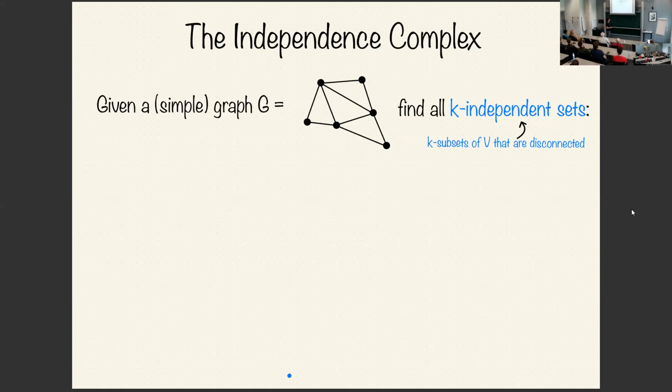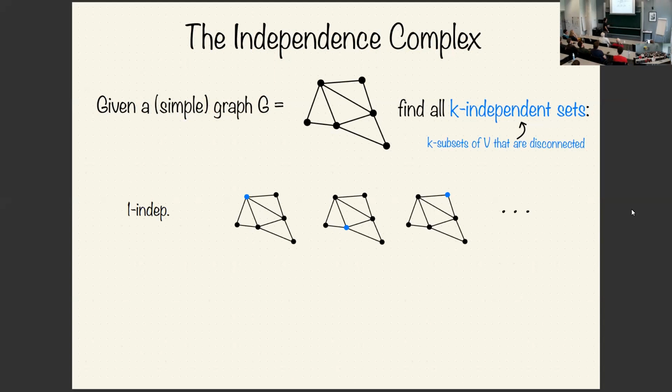This goes to the question of how you specify the input by a graph. Given a graph, you can construct a simplicial complex, and it works this way. You're given a graph G, for example this one, and you're instructed to find all k independent sets. What are independent sets? Independent sets are subsets of the vertices that are disconnected from each other.